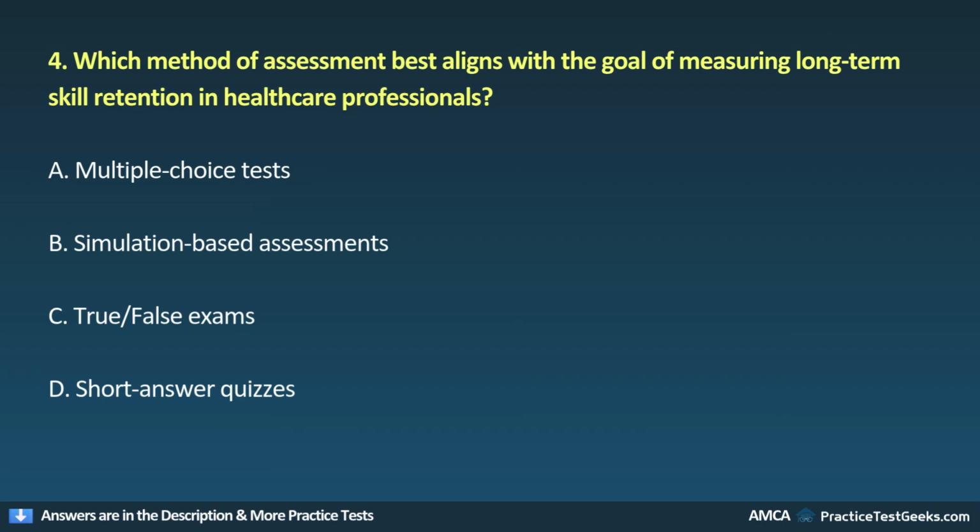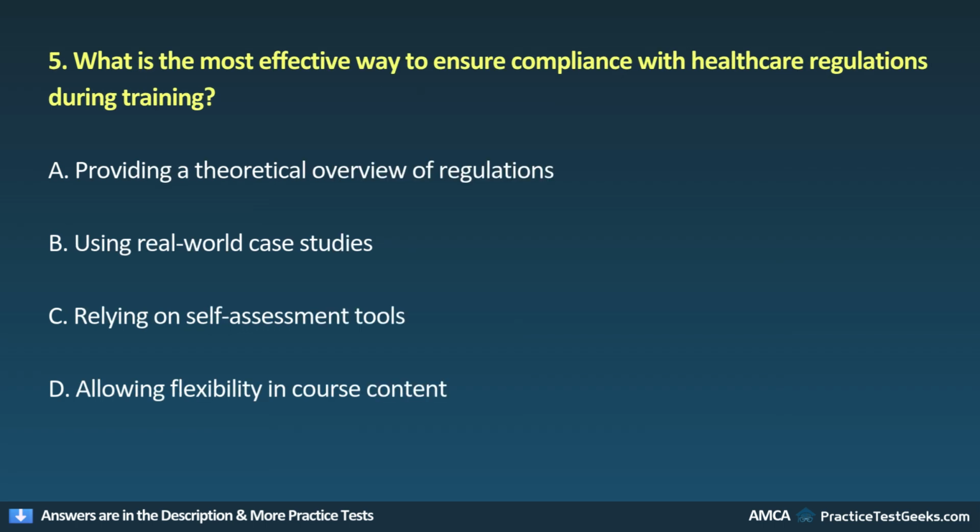D. Short answer quizzes. 5. What is the most effective way to ensure compliance with healthcare regulations during training? A. Providing a theoretical overview of regulations. B. Using real-world case studies. C. Relying on self-assessment tools. D. Allowing flexibility in course content.